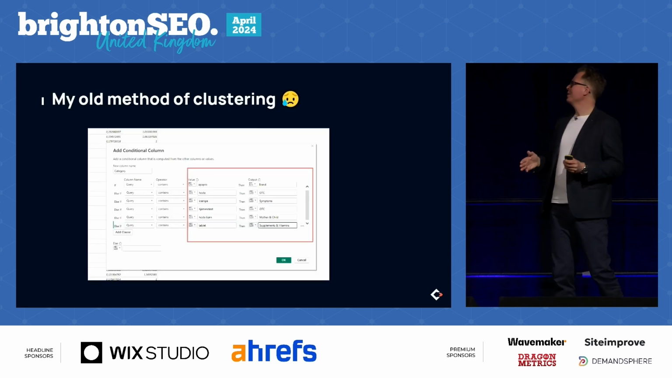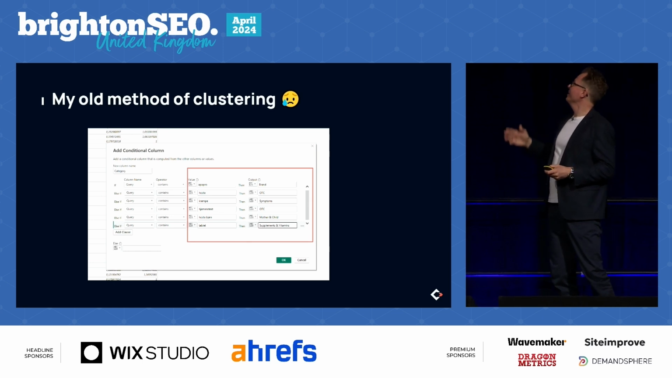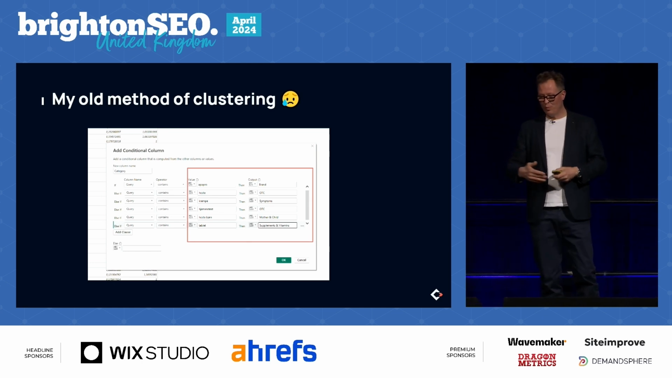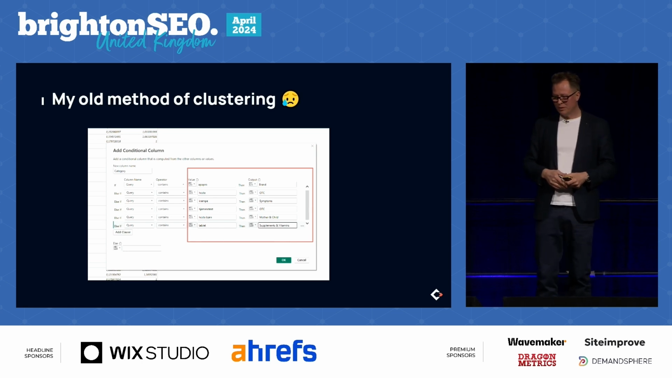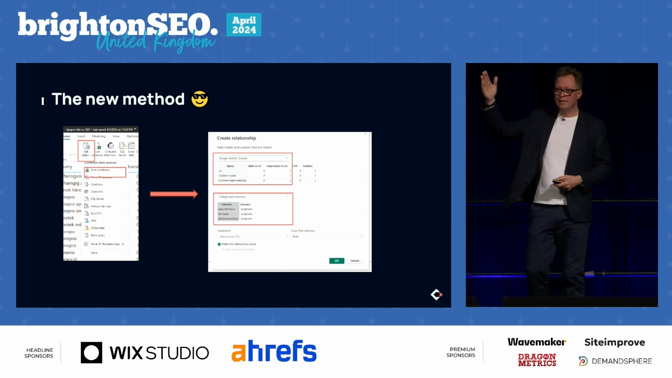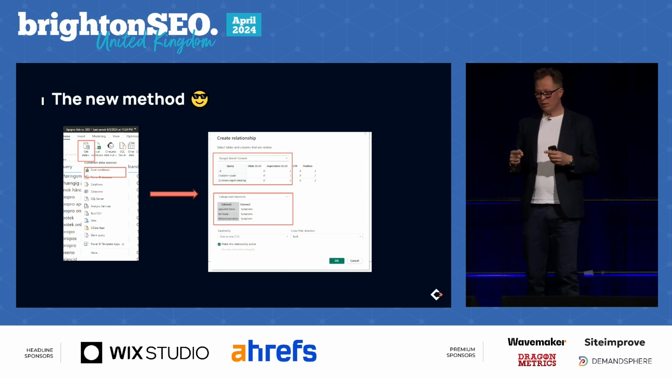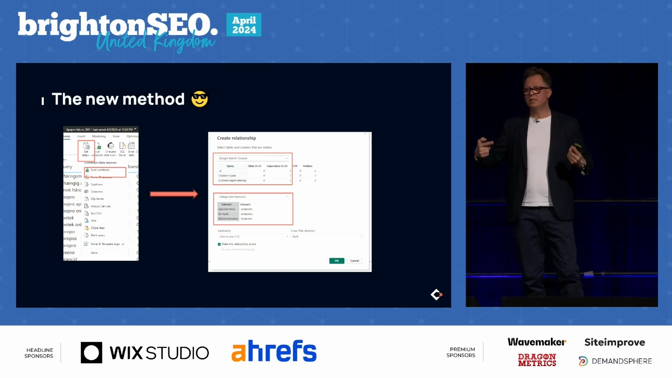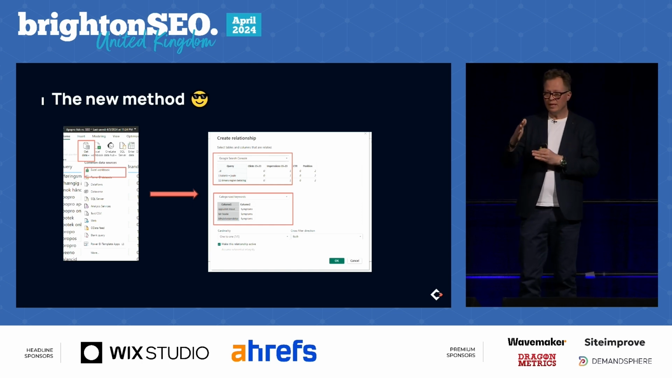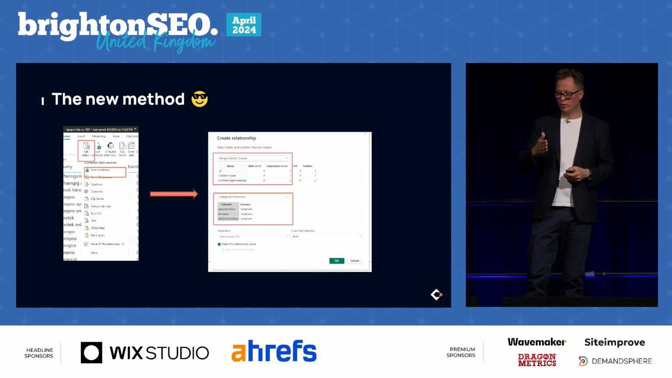So this is my old method of clustering. This was very painstaking, trying to do these text filters in Power BI and putting in the categories. The new method that I have now is that I have a list of all my keywords with the category next to it, which Claude created for me. And now I can create a relationship with any other data set in there, as long as there's a common denominator. In this case, it would be the keyword.